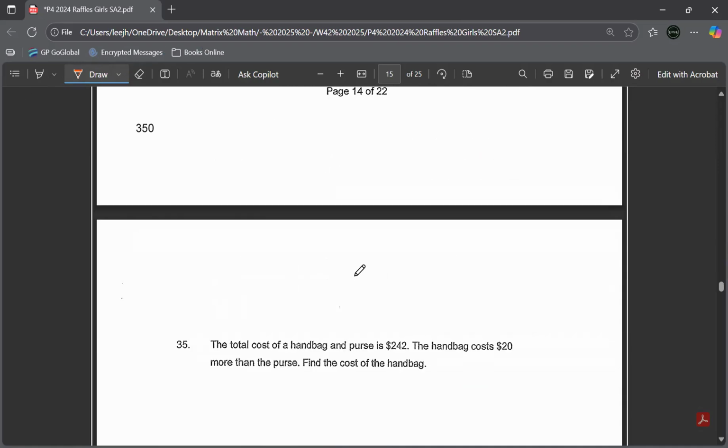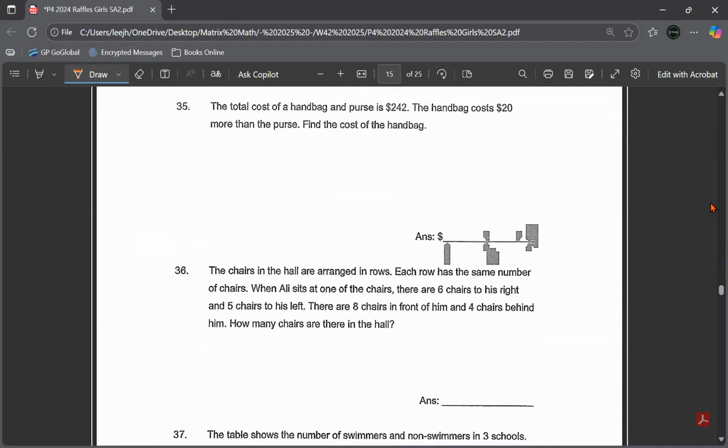Question number 35. Okay, the total cost of a handbag and purse is $242. The handbag costs $20 more than the purse. Find the cost of the handbag. If you cannot picture, you draw. Handbag and purse. Total, we bear in mind is 242. Handbag $20 more than the purse. Longer than the purse by $20. Total $242. I don't want to write the unit because the unit will be at the bottom here, okay?